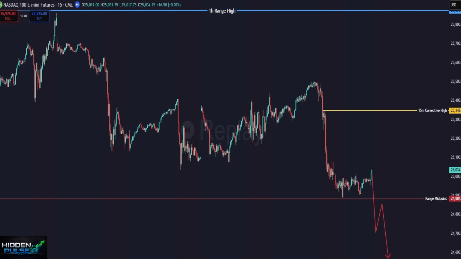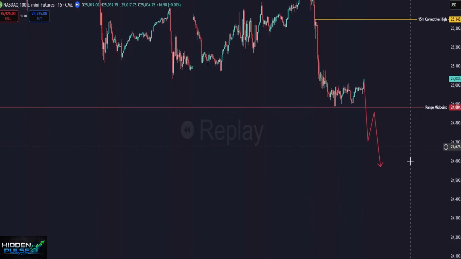A couple important things to note. We're not interested in little wicks poking below the midpoint or small candles barely sweeping the lows. Those are usually just liquidity grabs, not real intent. And we also don't jump short the moment we see displacement. What we want instead is confirmation. We want to see price come back up and respect the midpoint from below. That respect is what tells us the bearish move is actually in play.